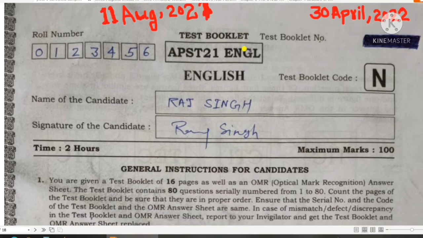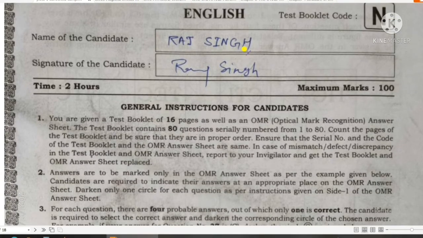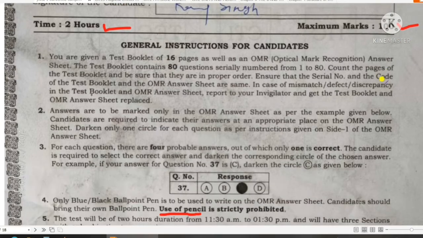So this is the English paper, यानी कि English medium का question paper है. You can see here the first thing is the name of the candidate, then the signature of the student. Easily you can do it. The duration for this question paper is 2 hours and the maximum marks is 100. Now there are some instructions written. 16 pages are there, 80 questions. See, total marks is 100 and questions are 80.